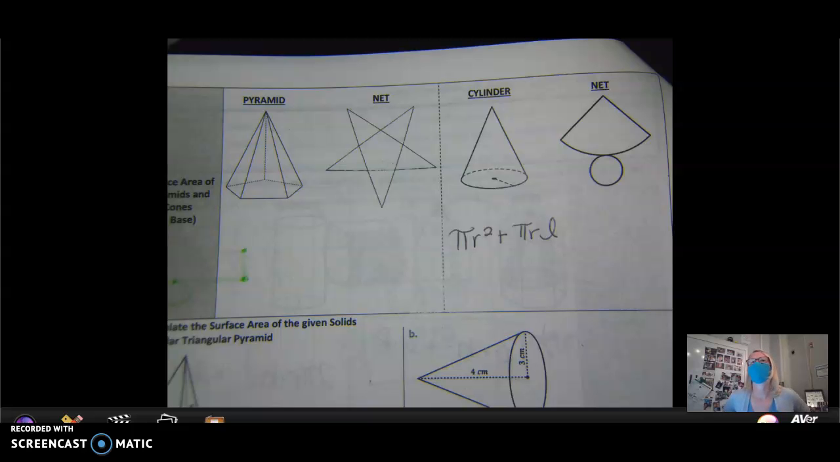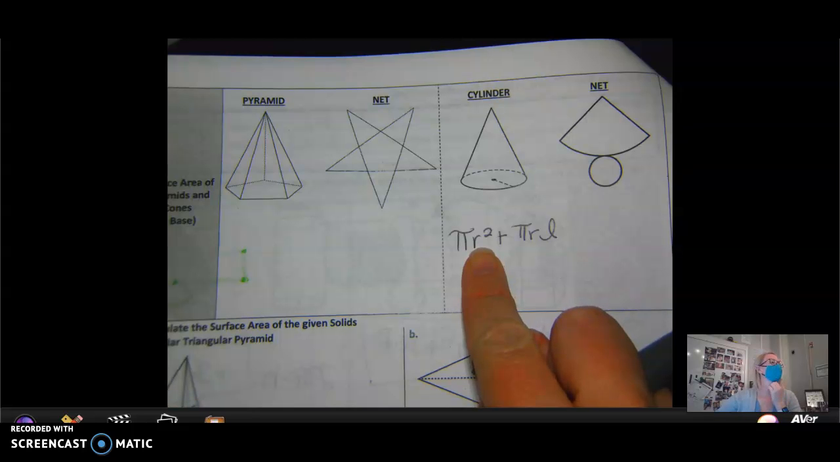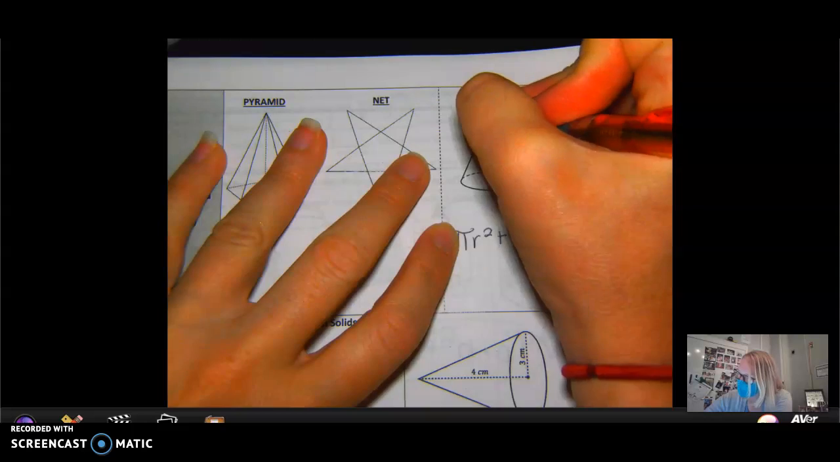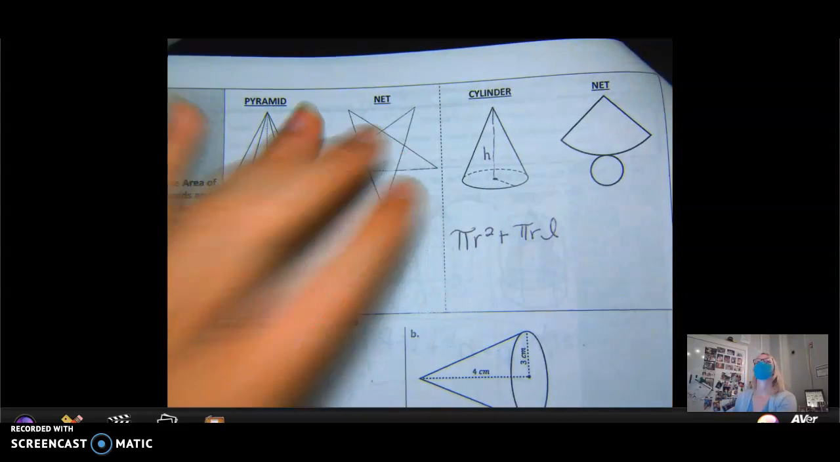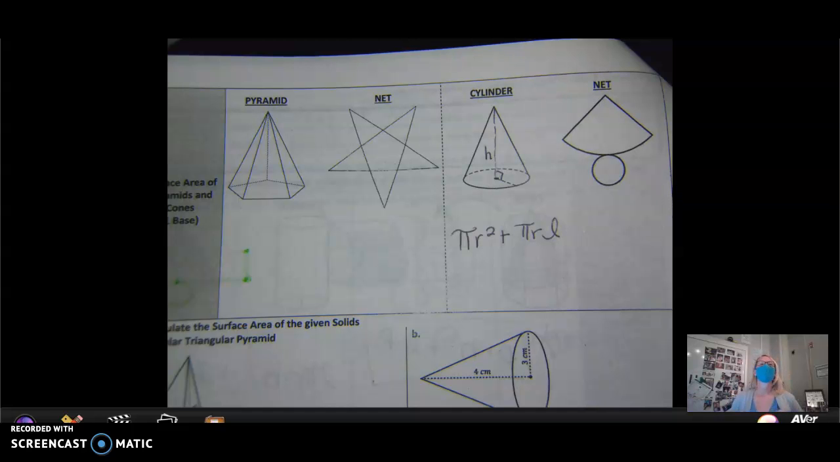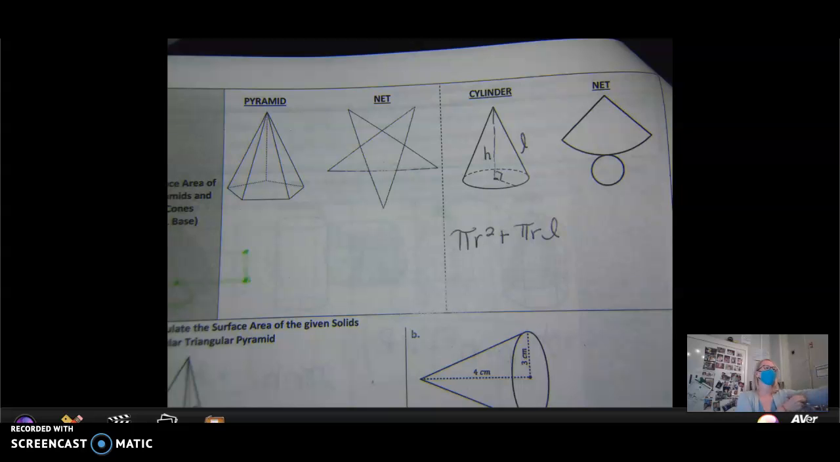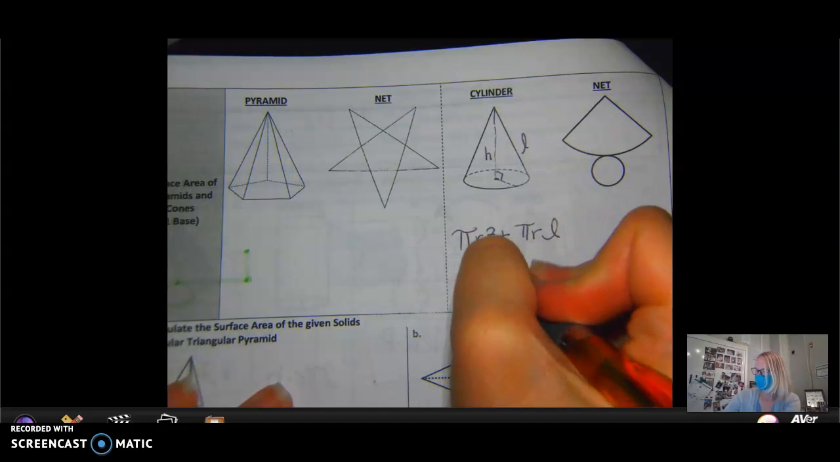I don't think you probably have ever talked about it. So on a cylinder, we have R. We know what R stands for, right? What's R? Radius. We have also what's called H. H is the height going from the top corner straight down at a 90-degree angle. So that makes a 90-degree angle. L, what we call L, is the slant height. So L equals slant height.